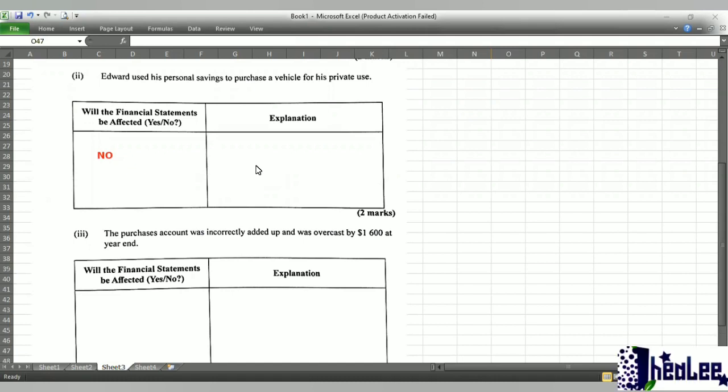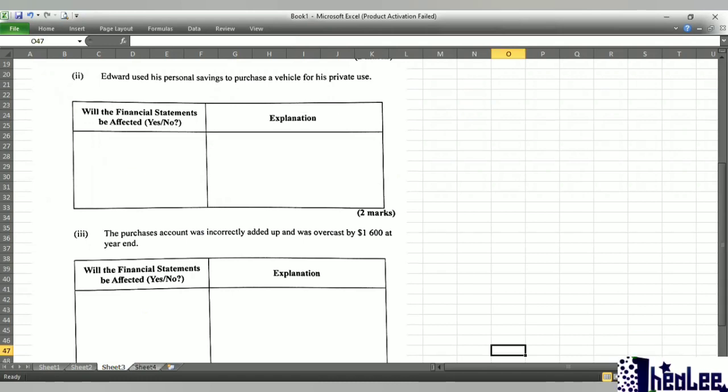We're going to move into the third one, which is the purchases account was incorrectly added up and was overcast by 1,600 at year end. Will this affect the financial statements? Definitely, yes, it will affect the financial statements. The fact is, purchases is used in the income statement to calculate your profit, right? To ascertain if the business made a profit or not. And if that is overstated, it means that it's going to affect the profit by showing an understated value in the profit. So definitely, yes, that will affect the financial statement.